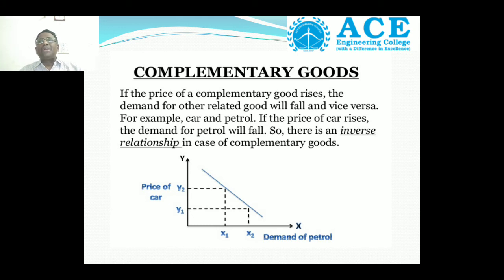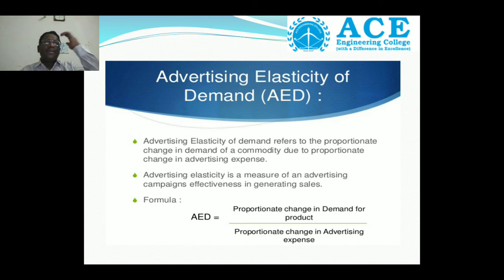Then the last one is advertising elasticity of demand. This is also asked several times in the examination for a 5 marks question. What is the meaning of advertising elasticity of demand? It refers to the proportionate change in demand of a commodity due to a proportionate change in the advertising expense. So here also the numerator is the same, only the denominator changes. Advertising elasticity is a measure of advertising campaigns' effectiveness in generating sales. To improve sales, advertising elasticity of demand is used.